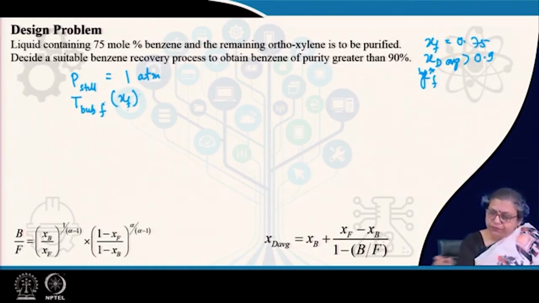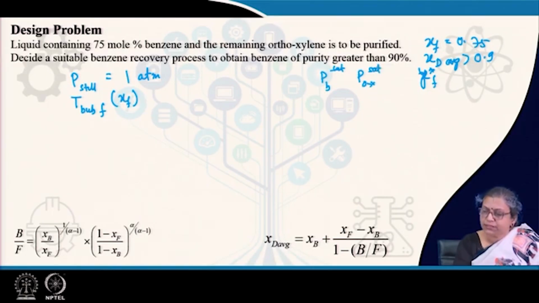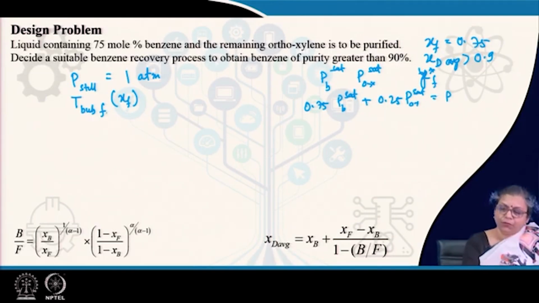So you have to select the P benzene saturated and the P orthoxylene saturated in such a way that 0.75 P benzene saturated plus 0.25 P orthoxylene saturated will give you 1 atmosphere. Accordingly, you have to select, and corresponding to this you can find out the T bubble point of the feed. Now, this calls for a trial and error technique.